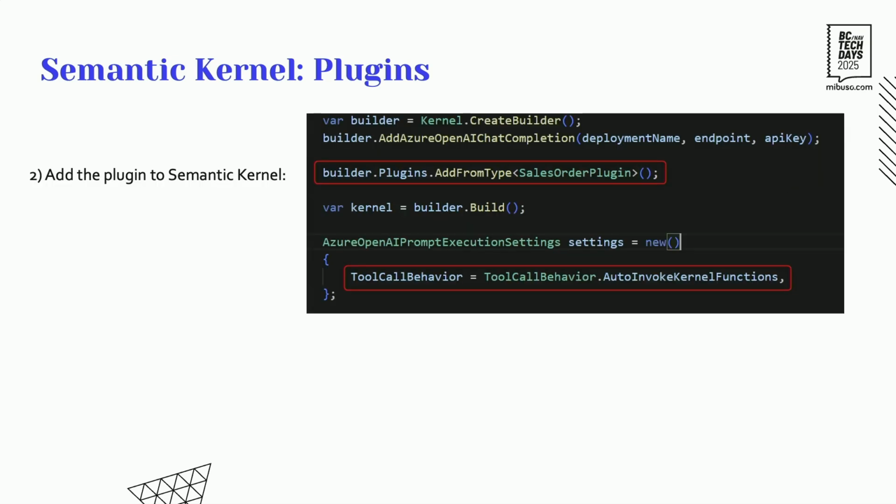So you need to declare the function. Second step, you need to add the function to the kernel instance, and this can be done with the first line, the red line of code. And the third, you need to tell the kernel that it can auto-invoke the function. So when the AI model wants to satisfy a task, it decides autonomously to invoke the function that it needs to perform the task. So this is the standard way.